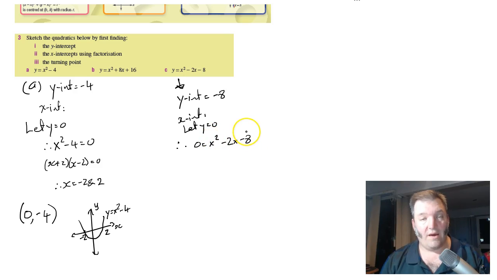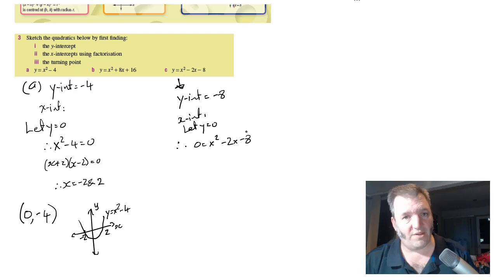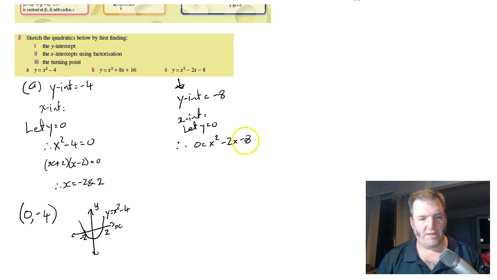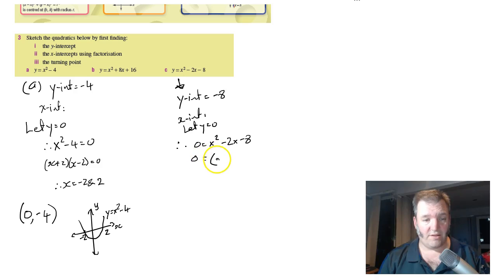I need two numbers that multiply to equal negative 8, the number at the end, add to equal negative 2. We've been doing these for a while now, so hopefully you're good at this. X take 4, and x plus 2 would work. Negative 4 times 2 is negative 8. Negative 4 plus 2 is negative 2. So we've got the right ones.